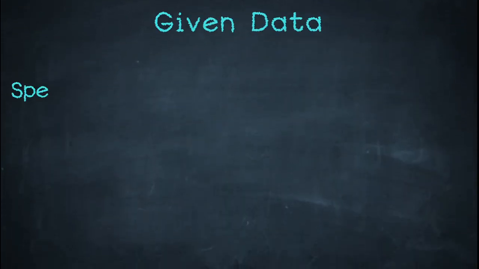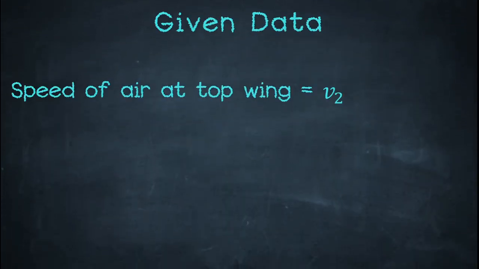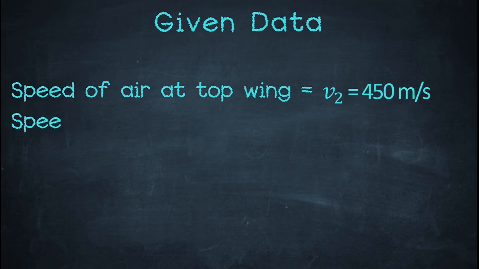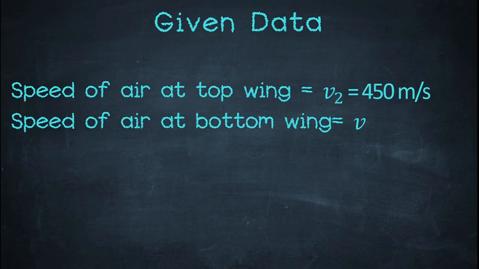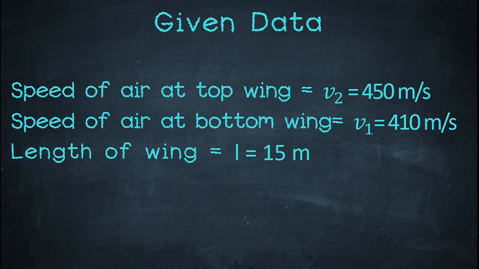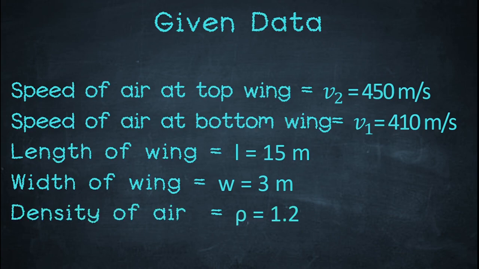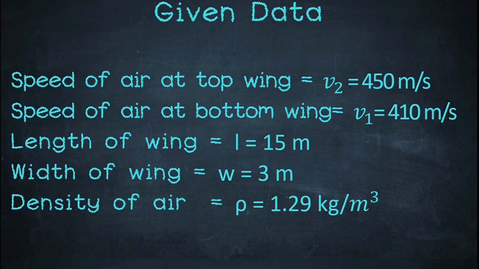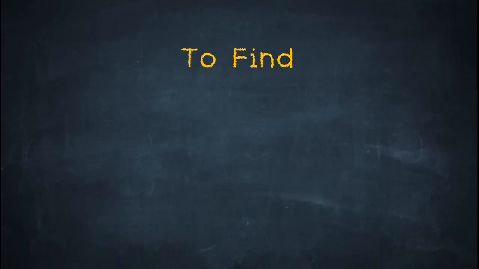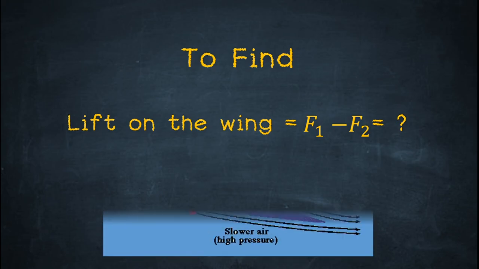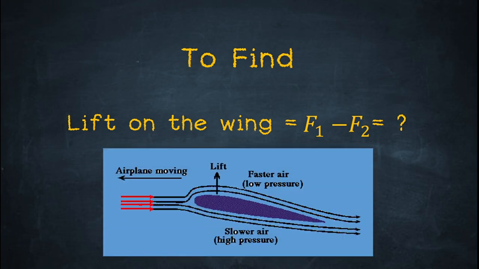So start with the given data. The speed of air at the top wing is V2, which is 450 meter per second. Speed of air at the bottom wing is 410 meter per second. Length of wing is 15 meter. Width of wing is 3 meters. And density of air is 1.29 kilogram per meter cube. We have to find the lift on the wing. That means we have to find F1 minus F2. What is F1 minus F2?